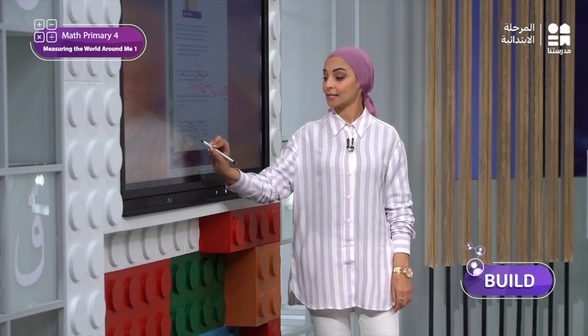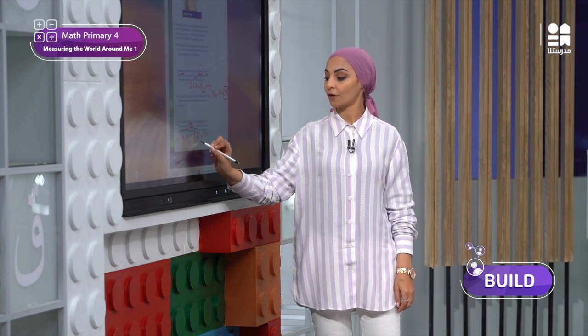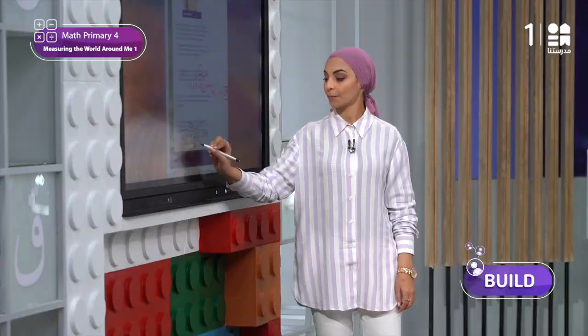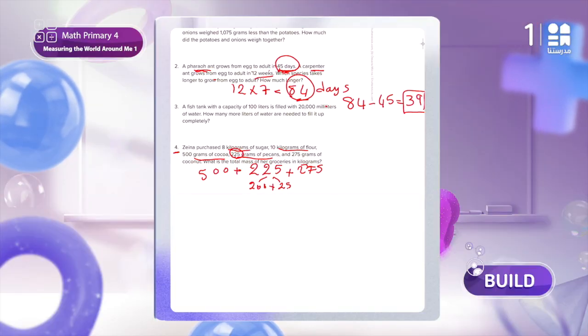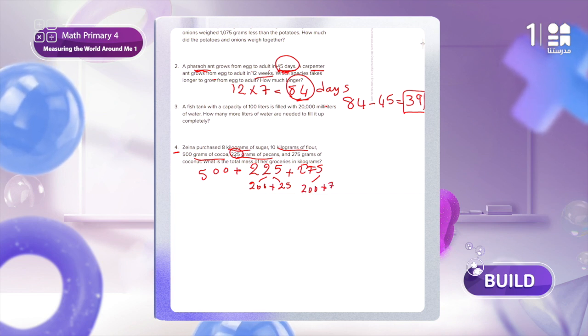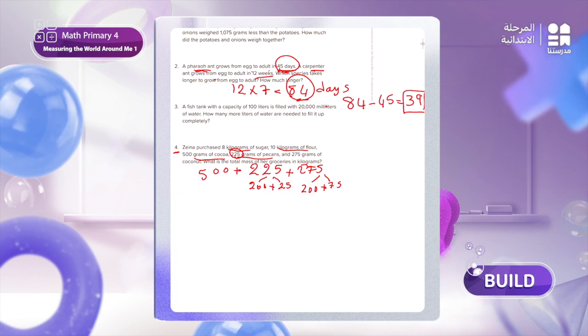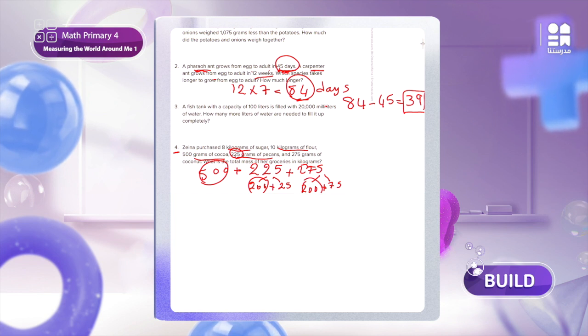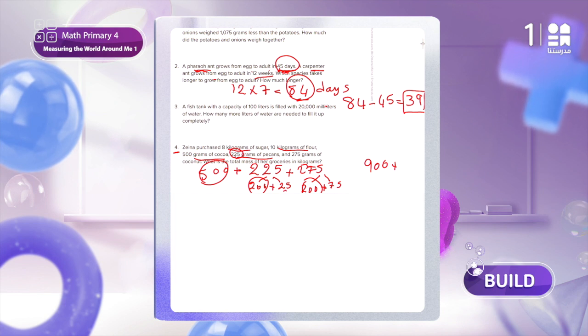طيب عشان اخليها سهله عليا ممكن 225 اخليها 200 بلس 25 right؟ وكمان ممكن 275 اخليها 200 بلس 75. فيها مشكله؟ No, they are the same. تعالوا نعملهم بقى الصم. هو 500 plus 200 plus 200 equals what? Yes, equals 900. طيب لسه عندي 25 plus 75 equals 100.